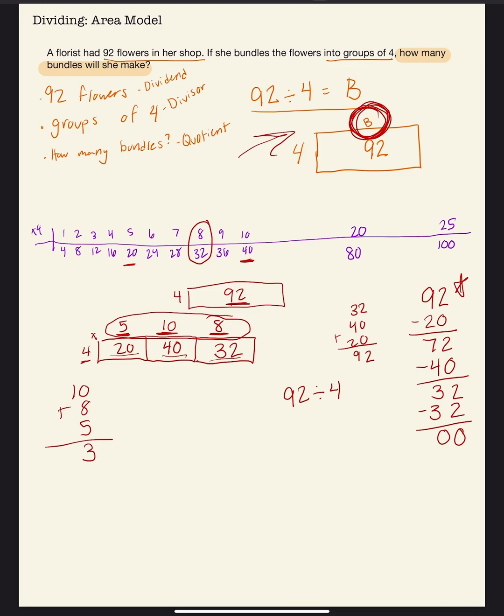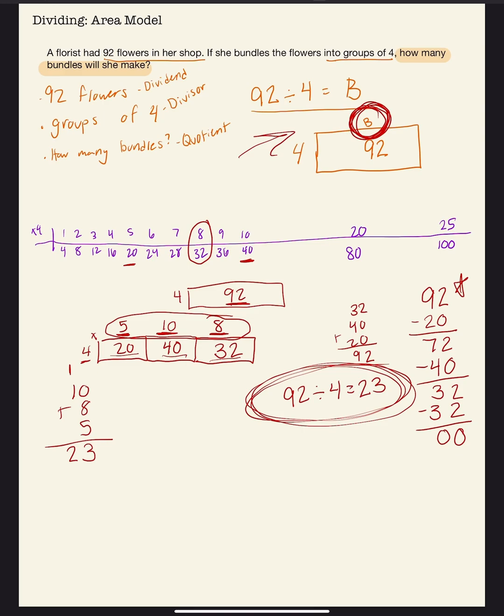So I'm going to leave my 3 and I'm going to carry my 10 units to my tens place. Now I know 10 plus 10 is 20. However, I don't have to write the full 20. I write the digit 2 to represent 20, which would mean my answer is 23. So 92 divided by 4 is 23.